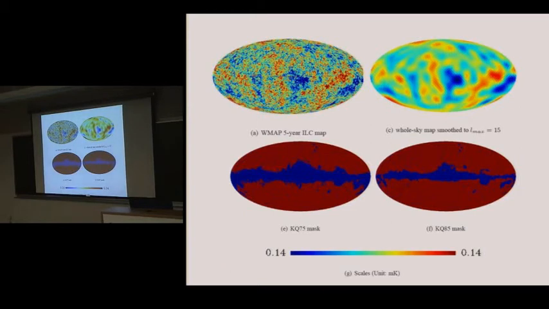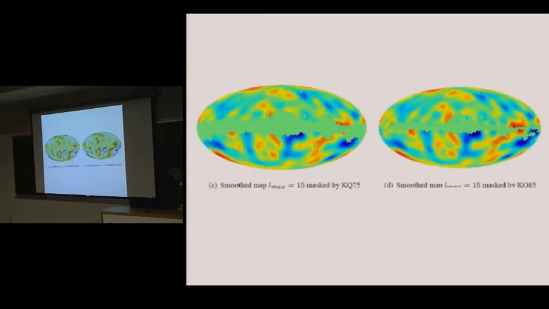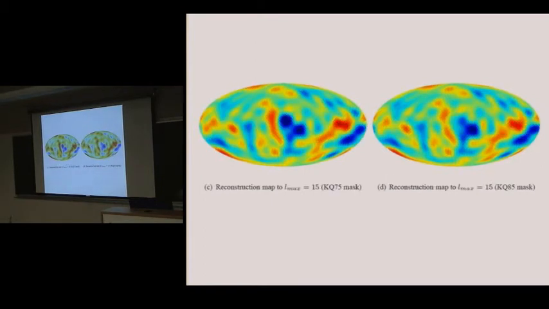So this is the ILC map. As we see, if we smooth it to L max of 15, it's enough to compute the correlation function. And here are the two masks, like 75 and 85. Multiplying the mask on the map, you get the cut-sky map. And using a very simple, very basic mathematical equation, you can successfully recover the structure along the galactic plane.